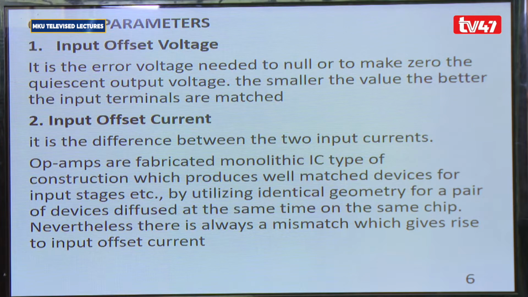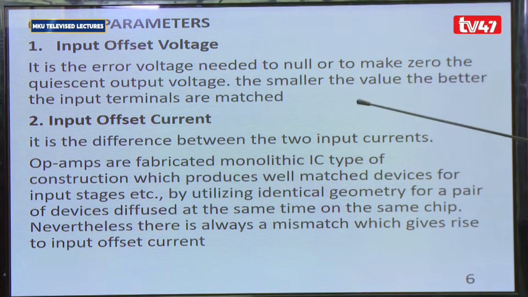Op-amps are usually fabricated using the monolithic IC type of construction, which actually produces well-matched devices for input stages and other stages. That usually utilizes an identical geometry for a pair of devices diffused at the same time on the same chip. But despite the fact that they are fabricated using such a technology which can produce well-matched devices, there is always a mismatch. For example, you may find that there is a particular transistor, the same manufacturer, the same number, but when it comes to the base current, you find there is a deviation.